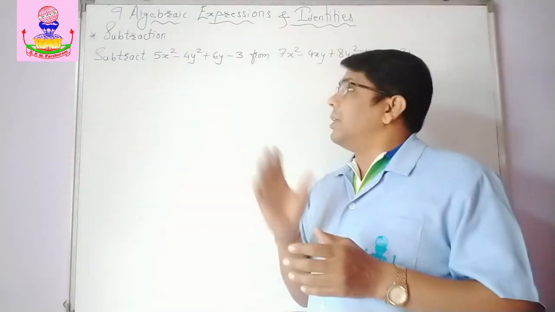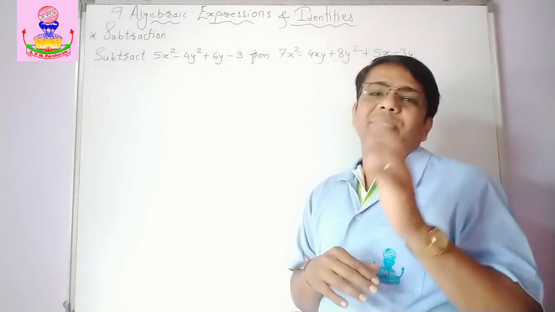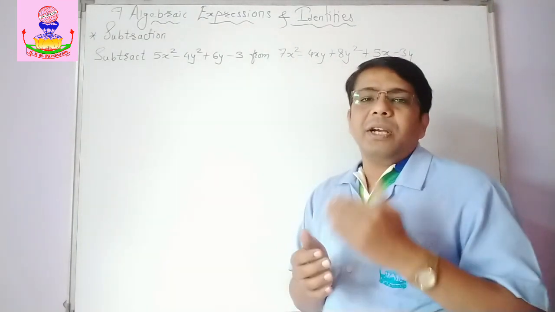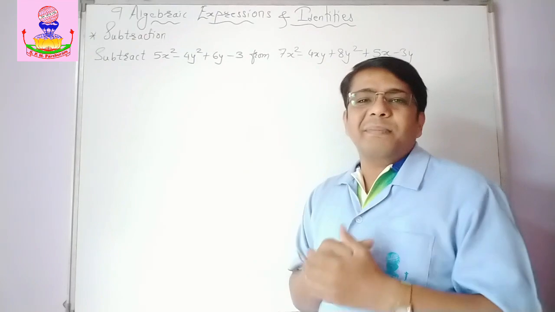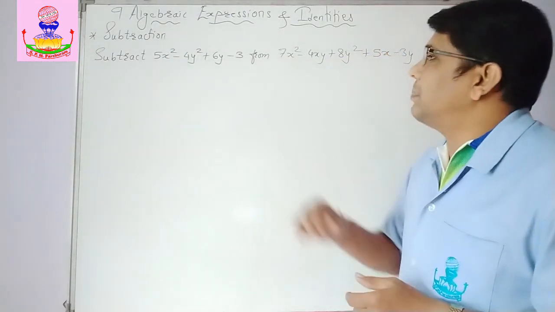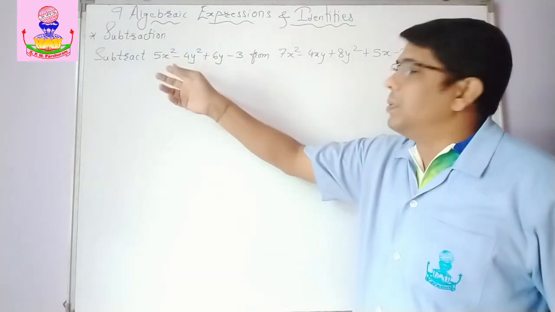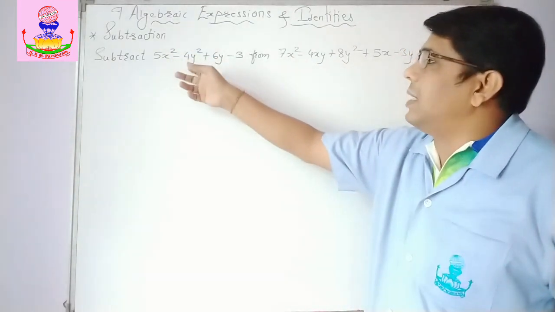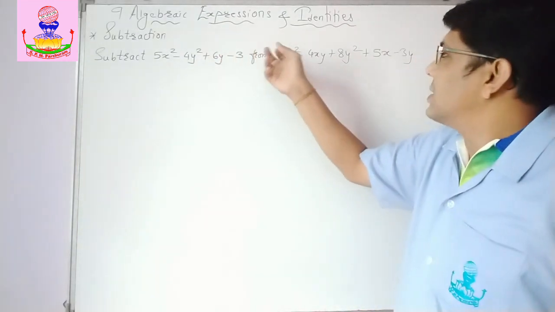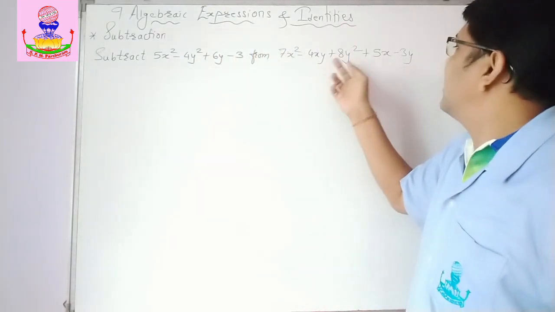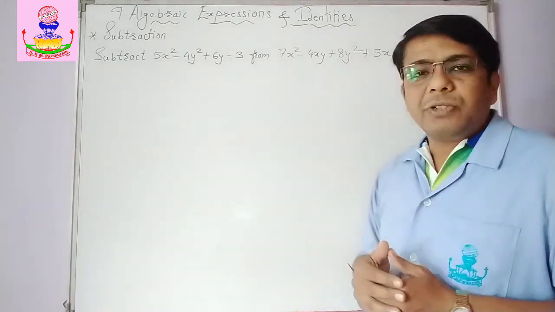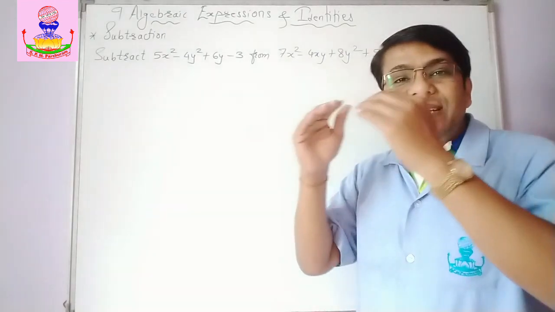Now, definitely we can do subtraction in 2 ways. One is the horizontal way and the other is the vertical way. Okay? So here we are going to solve the examples by the vertical method. I have taken one example. Subtract 5x square minus 4y square plus 6y minus 3 from 7x square minus 4xy plus 8y square plus 5x minus 3y. So first what we will do, we will write the terms.